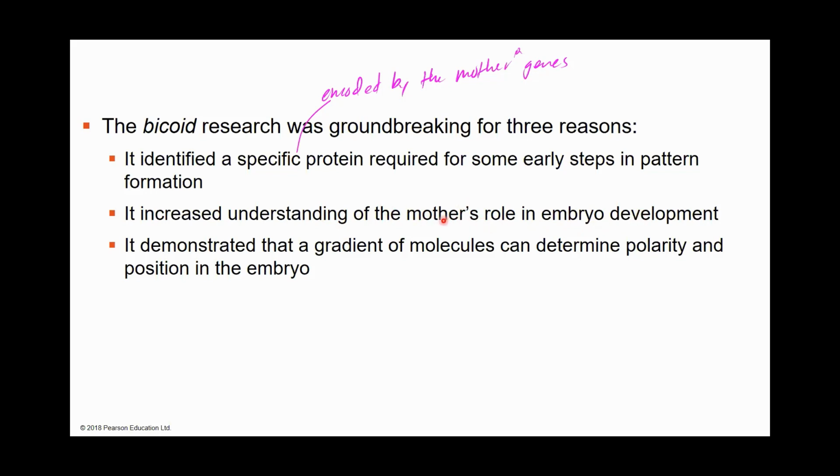And we all know this because of the presence of cytoplasmic determinants even before fertilization. Also, the bicoid research demonstrated that there are molecules called morphogens, and their concentration gradient is important for determining the body axis or polarity and position in the embryo. Okay.